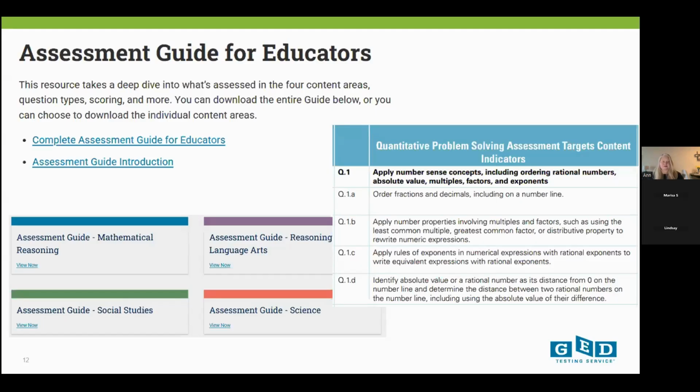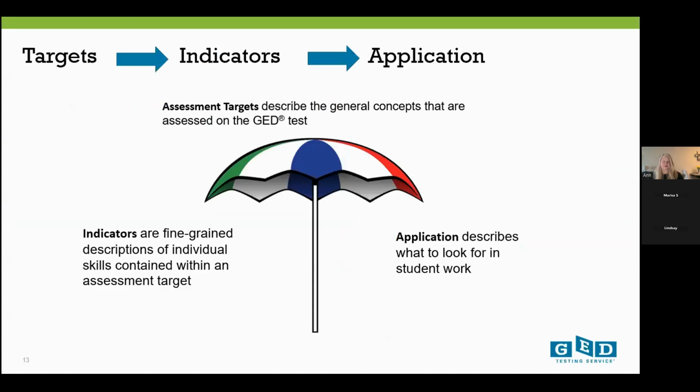And here in the assessment guide for educators, this example here, quantitative problem solving assessment targets of the content indicators. Indicators is another word we use for skill. Apply number sense concepts, including ordering, rational numbers, absolute value, multiple factors, and exponents. That is the assessment target. And then the skills specific to that assessment target are listed underneath. And you can find all of these in the assessment guide for educators. Both of those links there are active, so you can go right there.